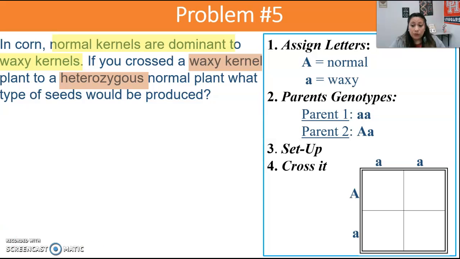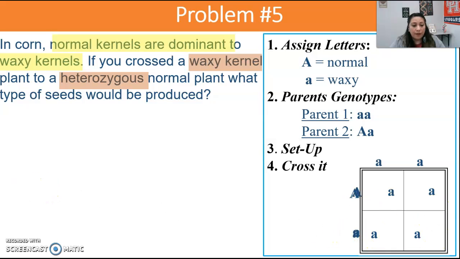So all I'm going to do is bring down these letters. I'm going to copy them down. Here we go. So I copied a recessive A in every single box. And then I'm going to take this genotype and I'm going to copy it across. I'm going to take the dominant A, copy it across, and then I'm going to do the same thing for the recessive A.